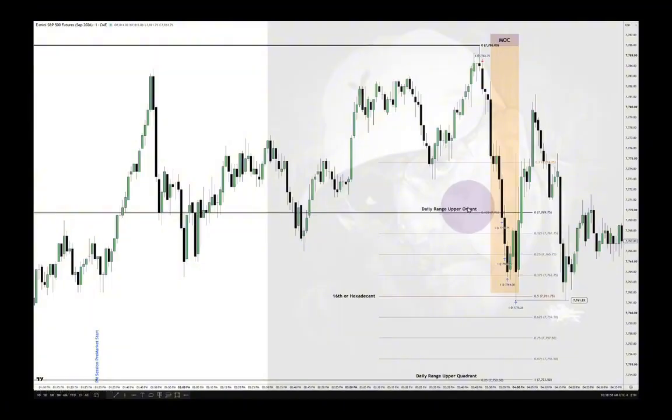Eighths. Well, what's half of an octant, or from an octant to a quadrant? A 16th. So you can see that level here, and it comes in at 7,761.75. The low, 7,761.25. Two ticks. Two ticks, baby.